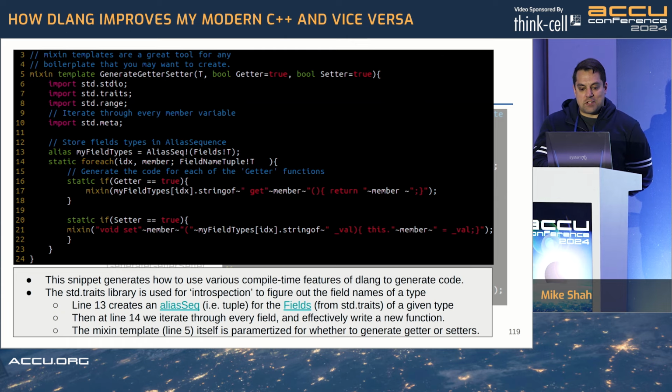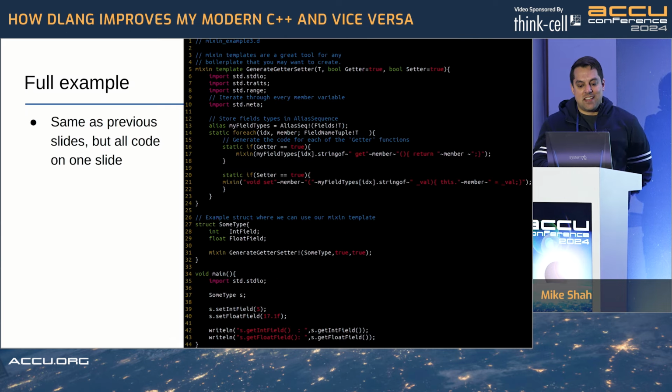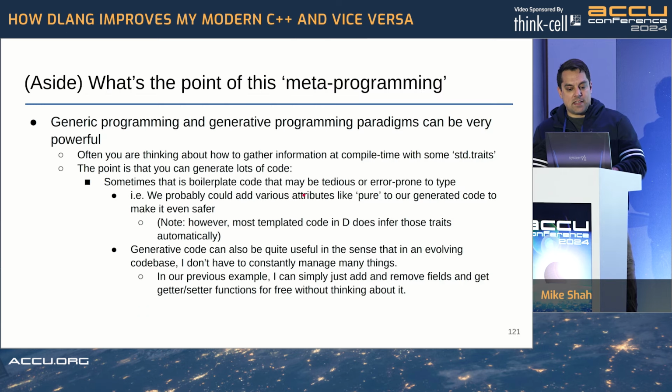But those would be nice features. Those are cool things. So anyways, here's a full example. You can dig through it in the slides if you want to see how to generate getter and setter functions so you never have to do that again. D also has properties, so you can access fields like functions. So, that's another option. But anyway, that's just a little aside on metaprogramming.